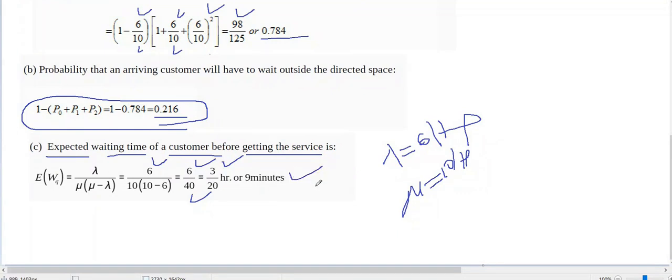So that is the time required to wait before getting service, based on the customer arrival and the task completion. All of you got my point? Is this clear?